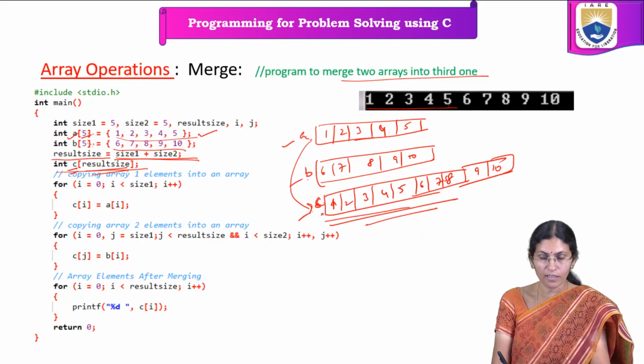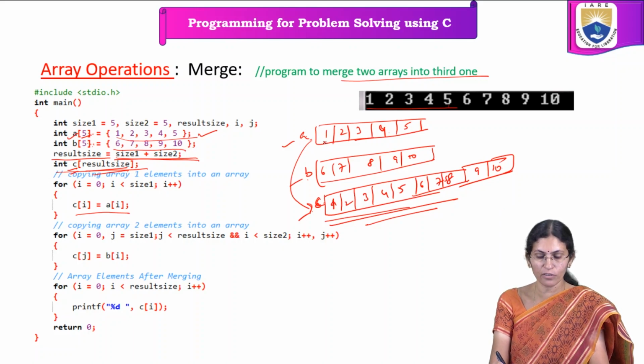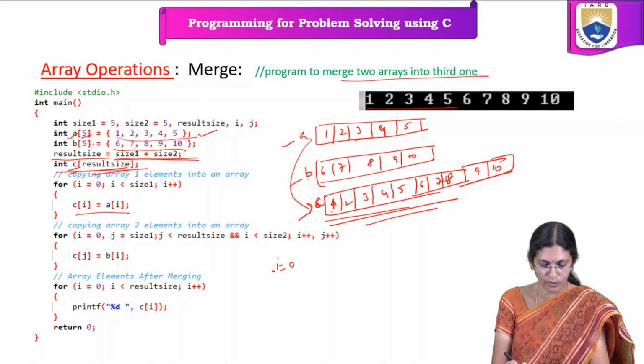This is done by using the assignment operator. Each element has to be copied. Each element of the array A is to be copied into the array C index-wise. For that we need to use this for loop. So for i is equal to 0, the condition checked is 0 less than size 1. Size 1 is 5, so this is true and this line will be executed.